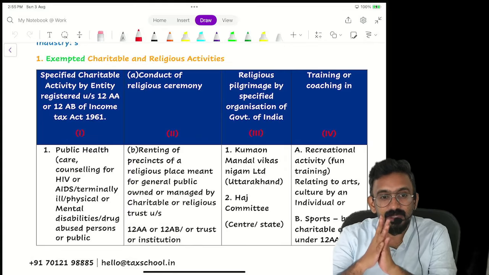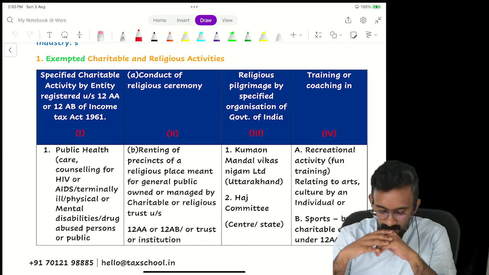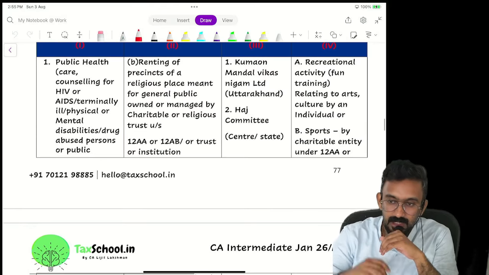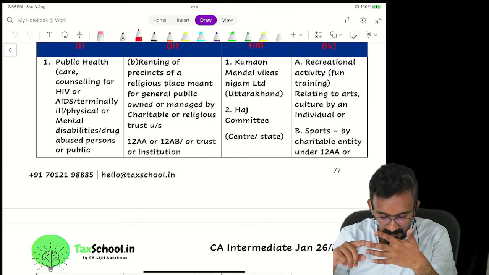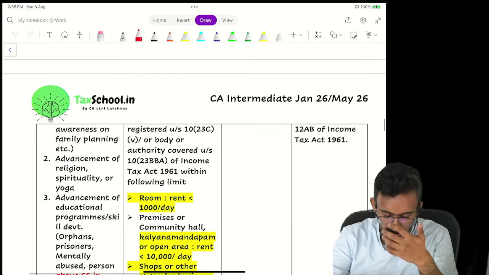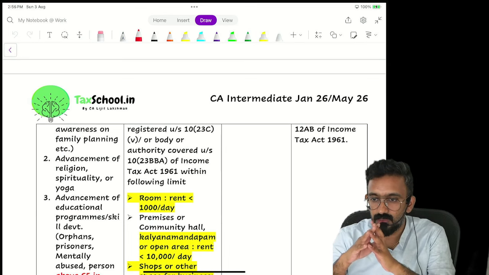Understanding? Now, how many activities are considered to be specified charitable activity? 4 of them. What are the 4? Number 1, public health, which could include care, counseling for HIV or AIDS, terminally ill patients counseling, physical or mental disability counseling, drug abused persons, or public awareness on family planning, etc. Any charitable entity which is into public health.